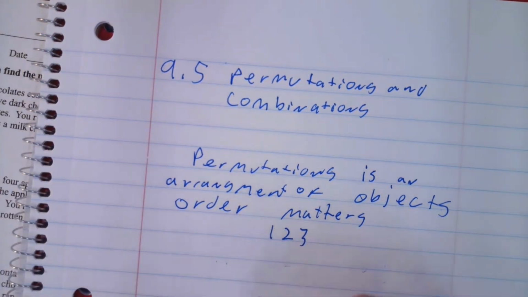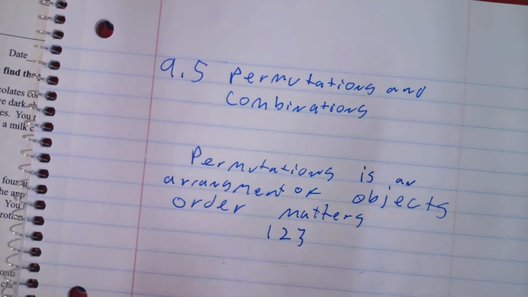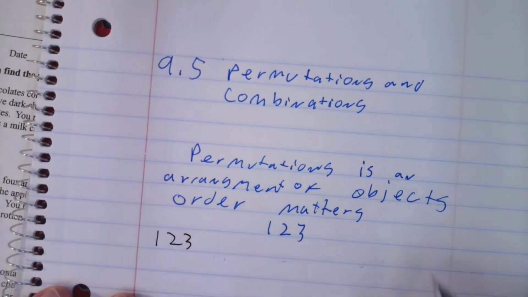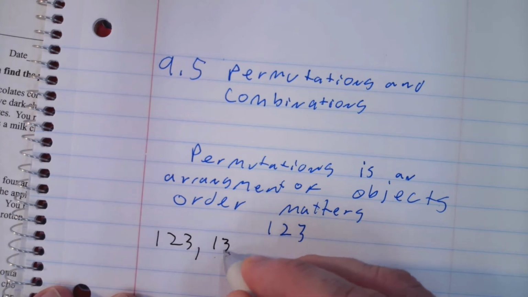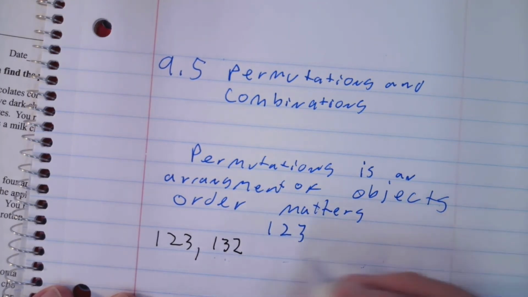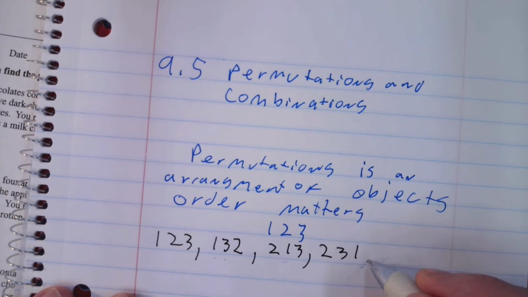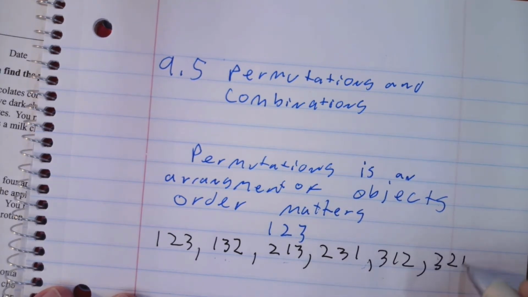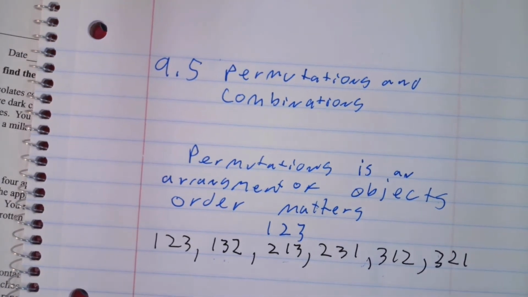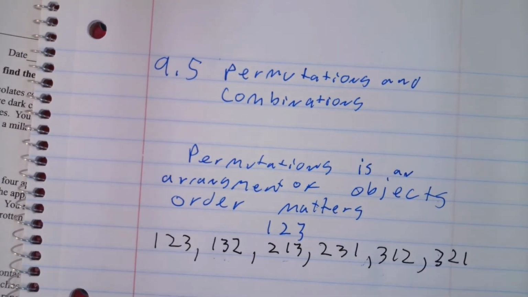So I could write this as 1, 2, 3. 1, 3, 2. That's different, right? We could do it as 2, 1, 3, or 2, 3, 1. We could write this as 3, 1, 2, or 3, 2, 1. Is there another way to write this? Okay, probably not.